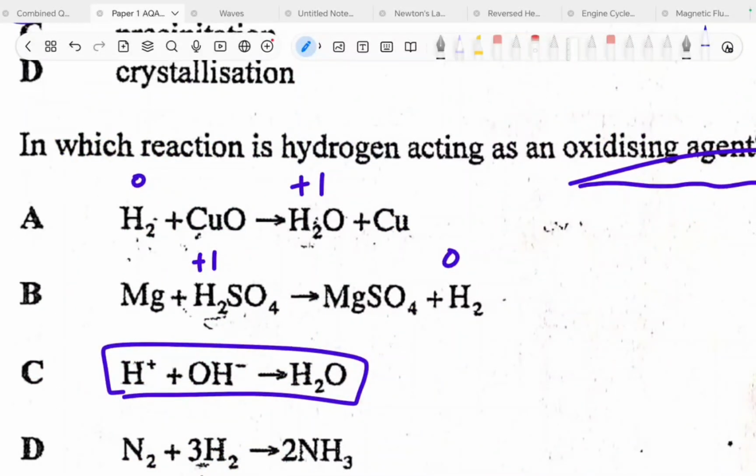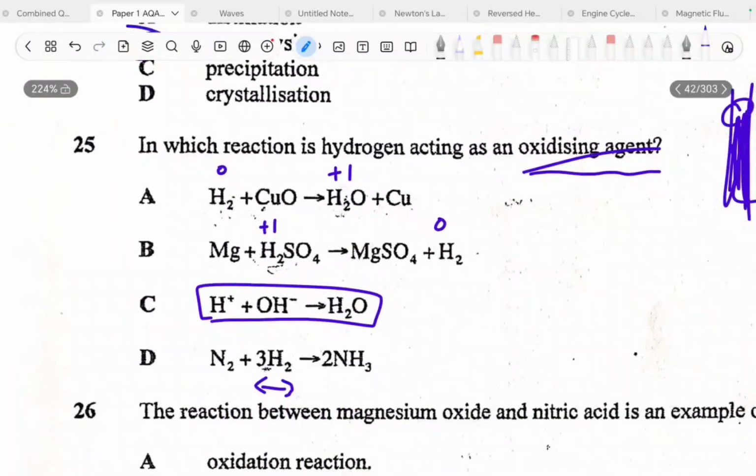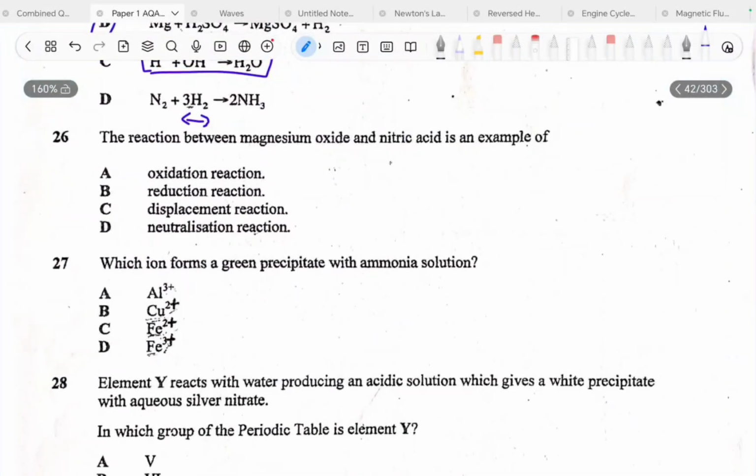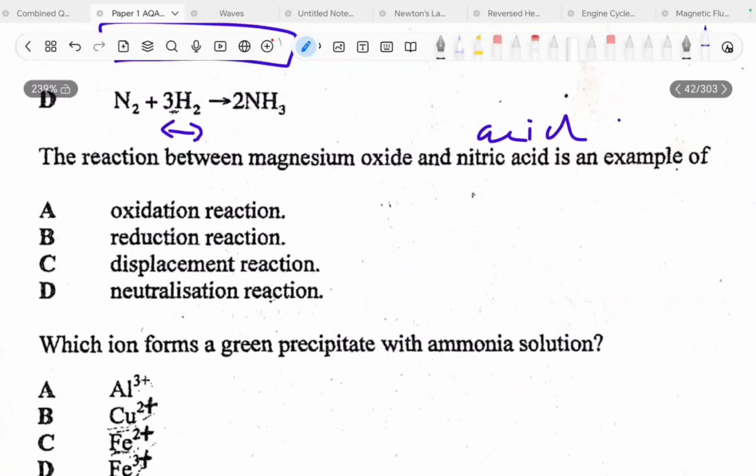Okay, so let's go. Two solutions that are most likely correct are here. Elimination. In which equation does the oxidation number decrease? From 0 to 1, that's an increase. From 1 to 0, that's -1, so it's a decrease. So the answer is B. 26. The reaction between magnesium oxide and nitric acid is an example of... This is an acid, and this is a basic oxide.